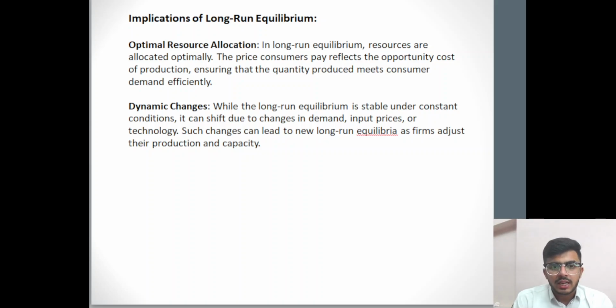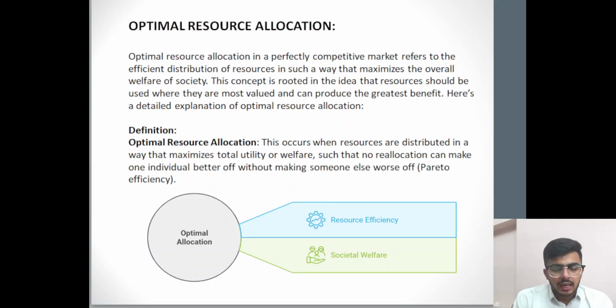And for the dynamic change, while the long run equilibrium is stable under constant conditions, it will shift due to changes in demand, input prices or technology. Such changes can lead to a new long-run equilibrium as firms adjust their production and capacity. And the last point of this presentation is optimal resource allocation, which ensures efficient resource use to maximize welfare, also known as Pareto efficiency.